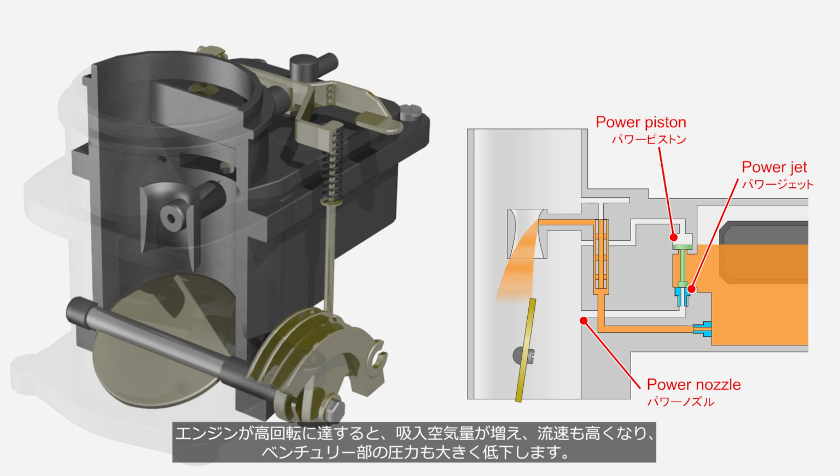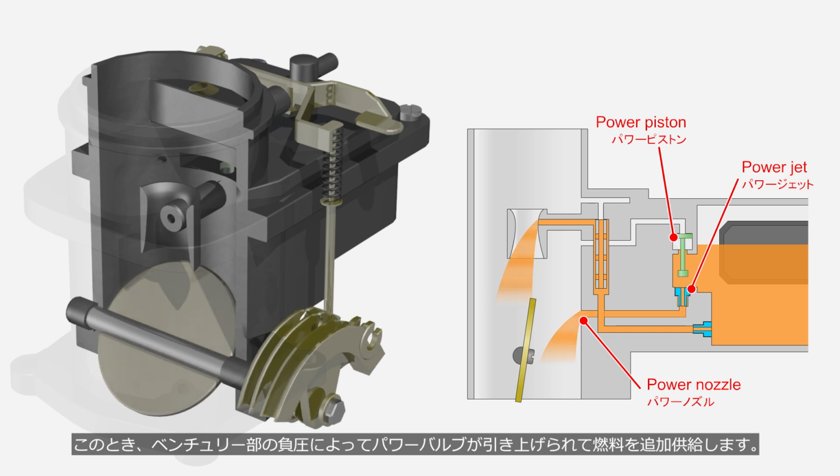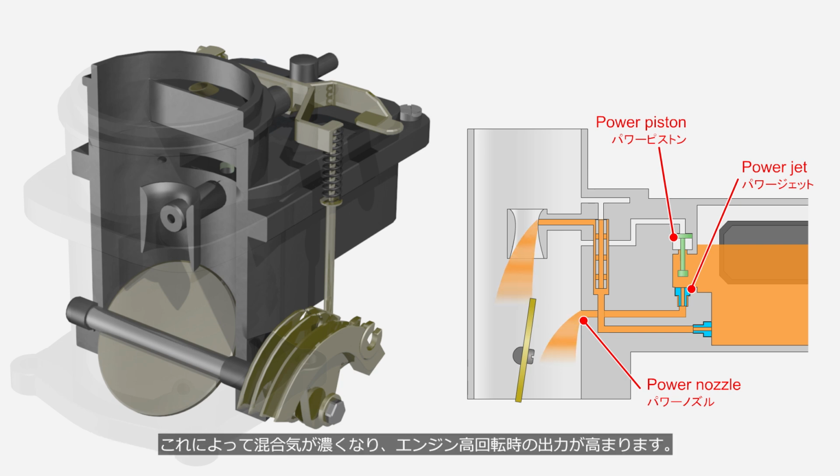At high engine speeds, the intake air volume increases, the airflow speed rises, and the pressure in the venturi section drops significantly. At this point, the negative pressure in the venturi section lifts the power valve, supplying additional gasoline. This enriches the air-fuel mixture, increasing engine output at high engine speeds.